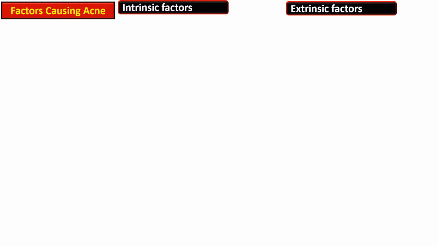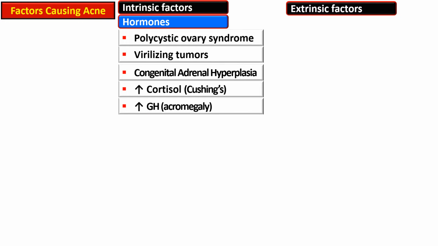Many factors are related to acne. These may be intrinsic or extrinsic. Hormone is one of the intrinsic factors. Polycystic ovary syndrome, virilizing tumor, congenital adrenal hyperplasia, increased secretion of cortisol that happens in Cushing syndrome, and increased growth hormone secretion are associated with acne.